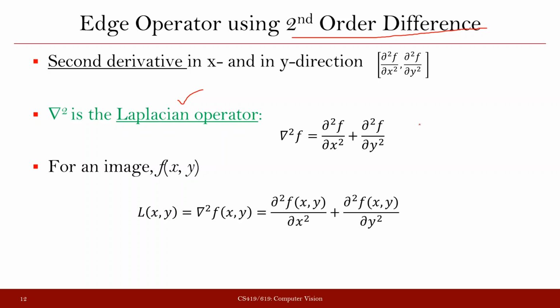Now please remember, in the first order derivative, or the gradient, we have a direction, but when we compute the second order derivative, it doesn't give any direction. It's not a directional quantity. So when we were adding the gradient in x direction and the gradient in y direction, that was a kind of vector addition.